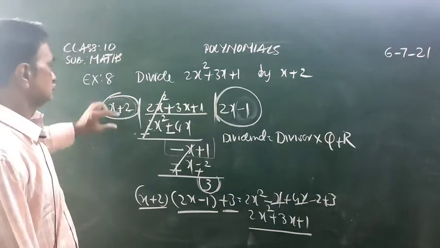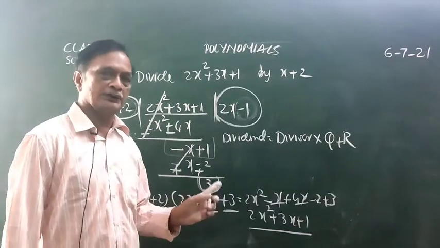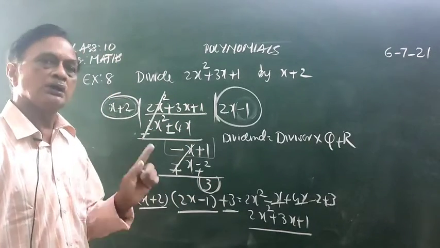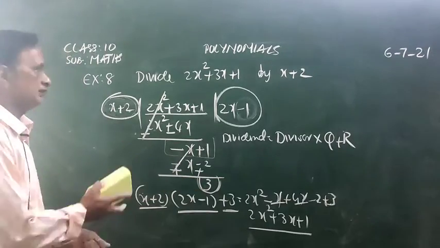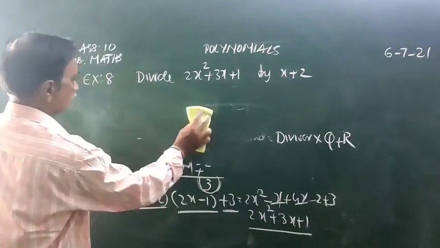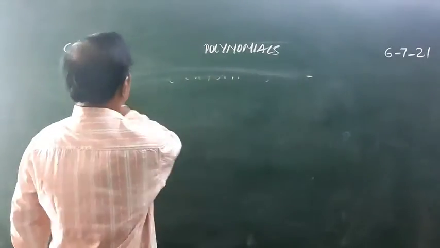So, you have to continue the division until we get the remainder either 0 or the degree of the remainder is less than the degree of the divisor. That is the main rule. Now, go through example 9.